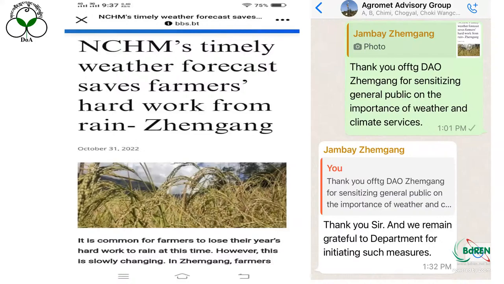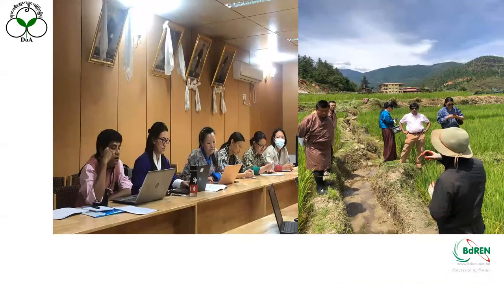So these are some of the benefits of the agromet advisories, and we will gradually be learning from the best practices of the region, from the neighboring countries. We will try and improve on the system. And in fact, Dr. Navansu, during the mission visit, was here in the country, and he guided the agromet focals in the country on operationalizing the agromet services.